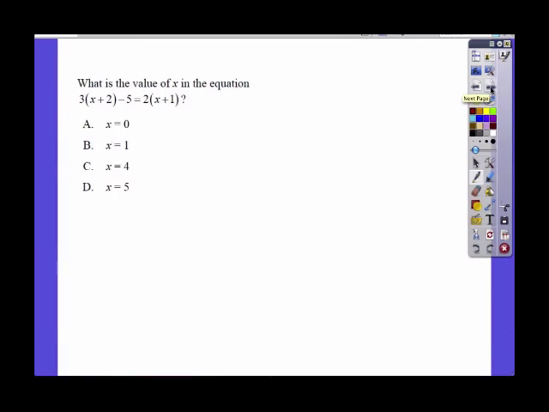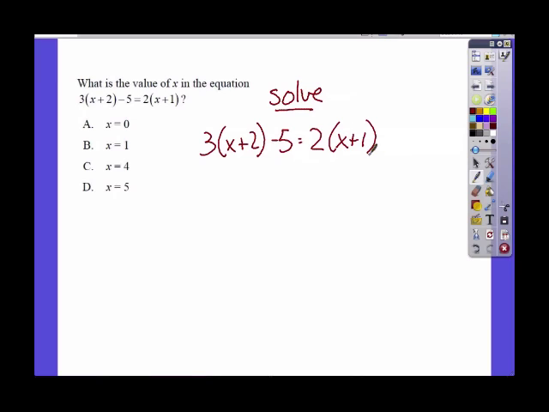So now we're going to solve an equation that has a whole bunch of work to do in it. We have to do a lot here. So we're going to write the equation down again. So we have 3 times (x + 2) minus 5 is equal to 2 times (x + 1). We know how to use the distributive property. So we're going to distribute what's on the left.